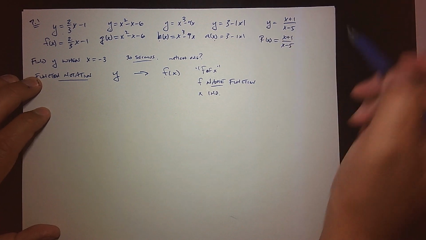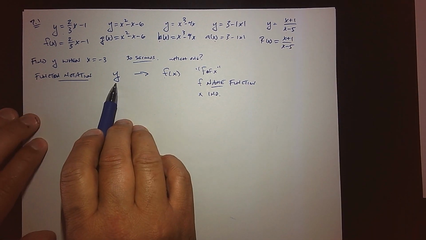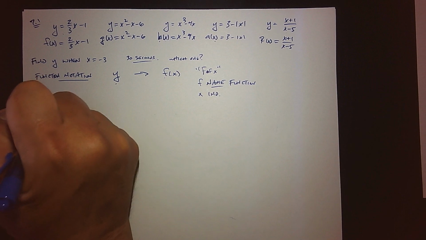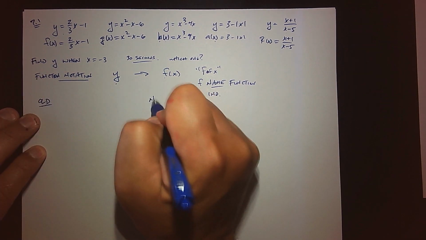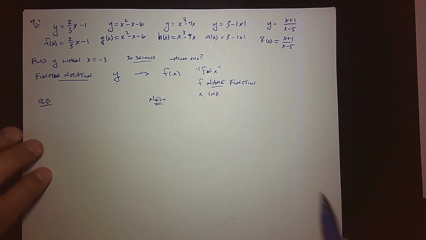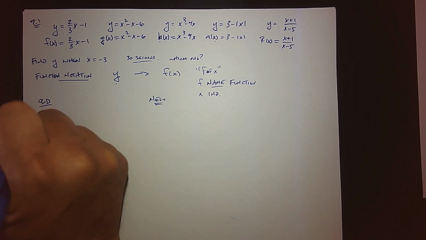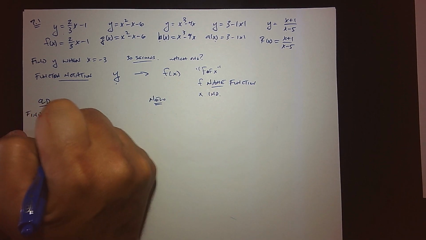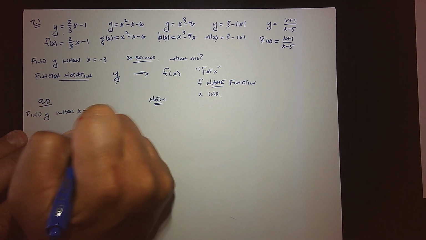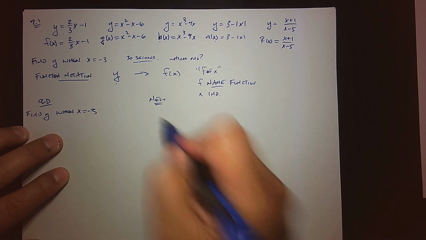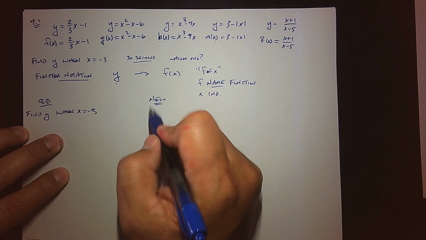So the function notation is basically replacing our y. So we have an old way of doing things and a new way of doing things. So old way, I would say find y when x equals -3. The new way is to say something like this.